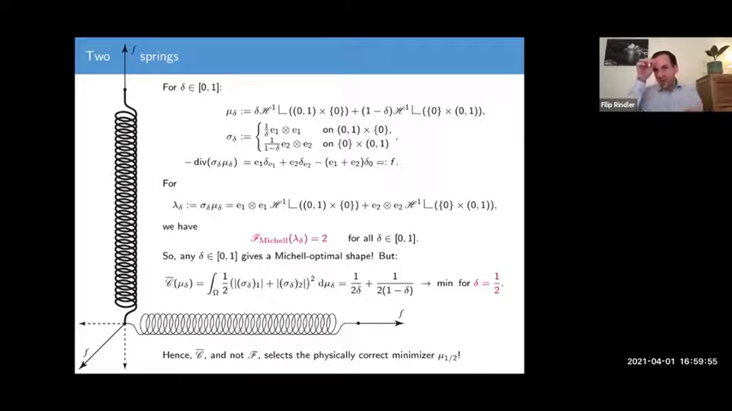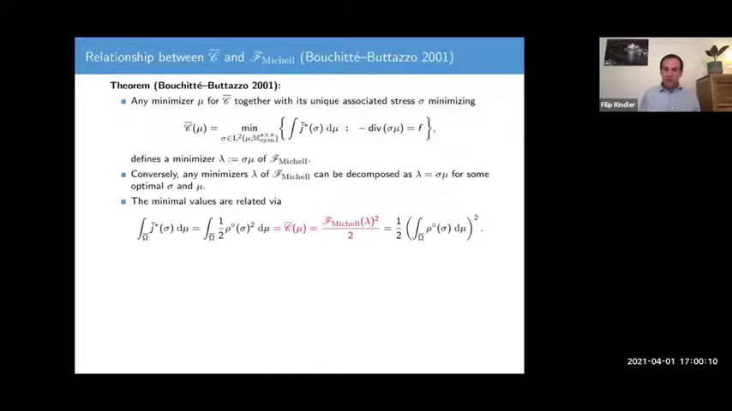So the point here is that using the soft mass constraint gives you in the limit something unphysical. So it's just not so useful. You're partially saved by this Bouchitté-Buttazzo theorem, which I mentioned, telling you that effectively, if you get a minimizer of the Michel integrand, then you can decompose it in an optimal way into sigma and mu, which then minimize the C bar. So there is a connection, but you have to solve an additional minimization problem. And the minimal values are related in a very nice way, right?